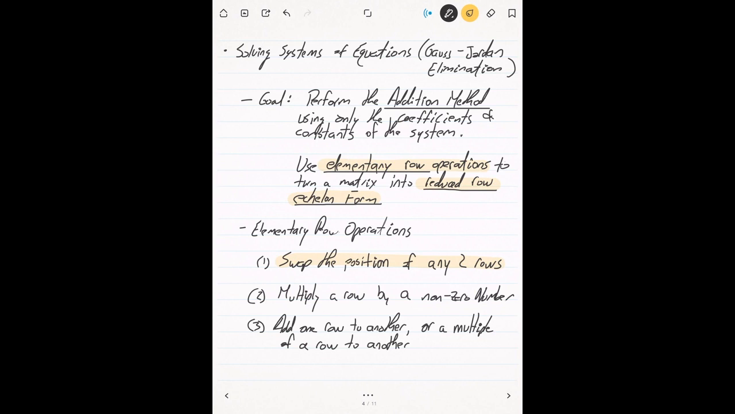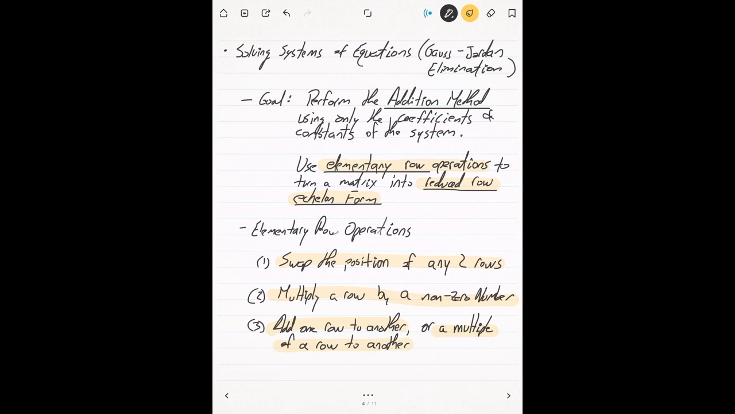You could also multiply a row by a non-zero number. So you can take a row in a matrix and multiply it by whatever you want, and multiply all the numbers in the row by that value. Just don't pick 0. And you can add a row to another row. You can combine rows together. You can add one row to another row, or you can multiply a row and add it to another. We're going to see how all 3 of these operations work.